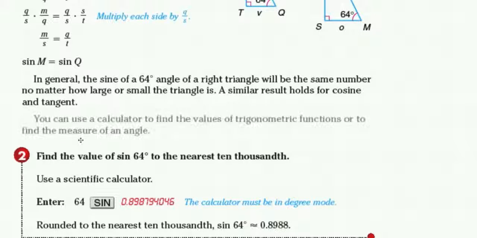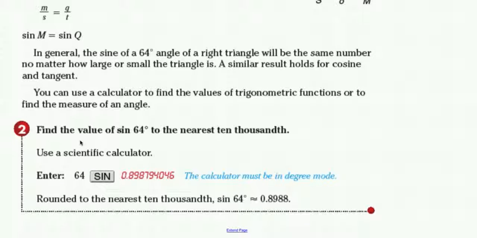And you can also use a calculator to find the values of trigonometric functions or to find the measure of an angle. If you want to find the value of sine 64 to the nearest ten-thousandth, you use a calculator. Enter 64, click on sine, and you end up with that number. Remember it has to be in degree mode. It cannot be in RAD mode. It's going to be a problem. Rounded to the nearest ten-thousandth, sine 64 is 0.8988. Again, different calculators will require different approaches. Some calculators you'll need to punch in SIN first and then the number. So figure out what calculator you have.